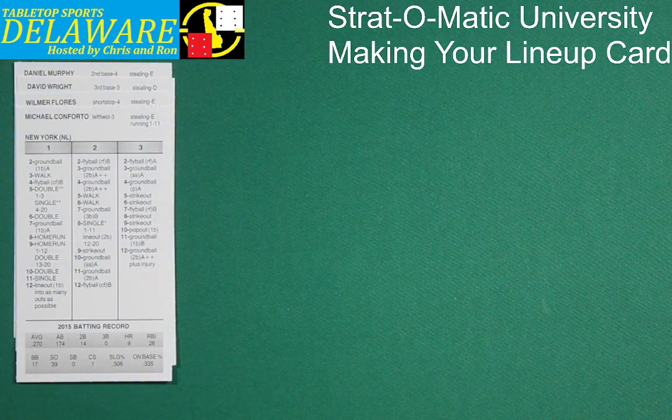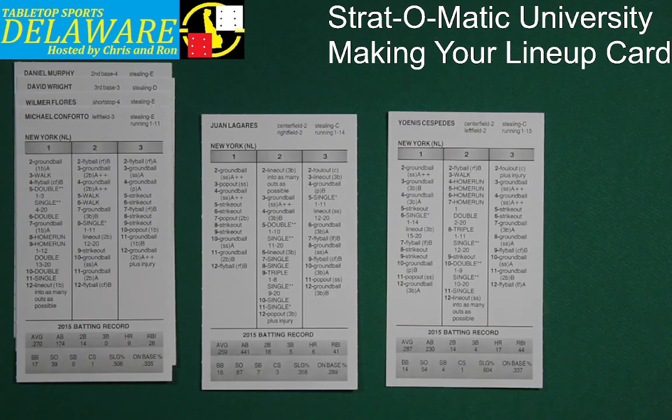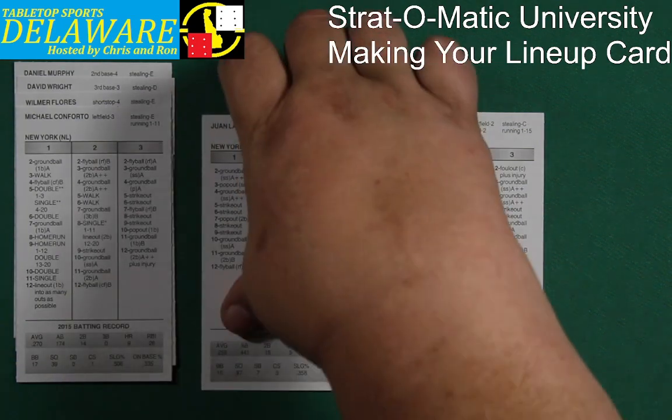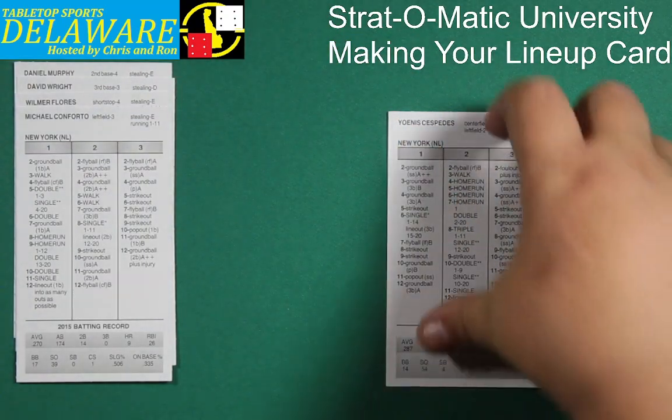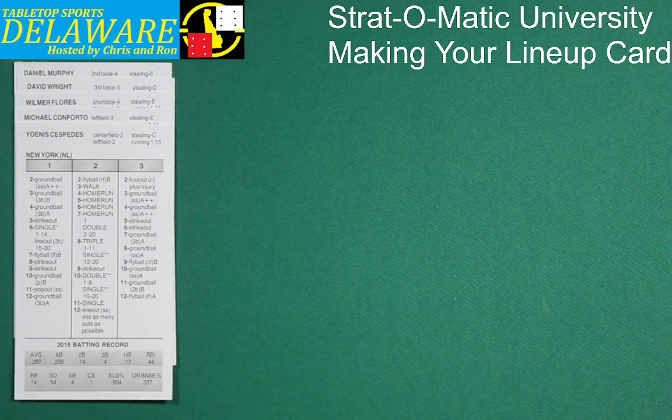Let's look at center field. We have Juan Lagares and Yoenis Cespedes. More at bats for Lagares. More power for Cespedes. His slugging is 604 to 358. Center field 2, center field 2. A little bit better on the base paths. Better batting average. Much better OBP, on base percentage 337 to 289. So I think Cespedes is going to play this game. Again, lefty righty, it does not really matter. You can do it any way you want.